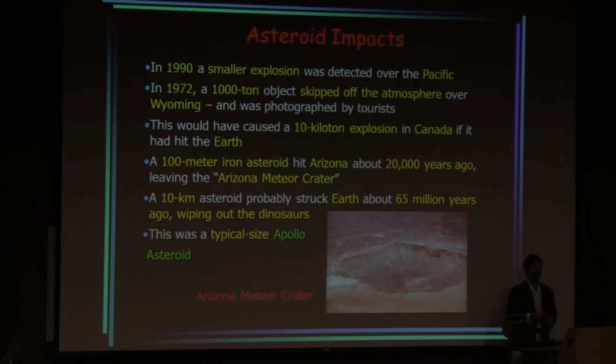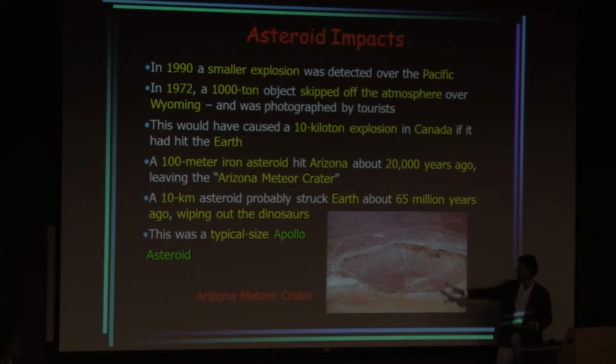Occasionally really bizarre things happen, like in 1972, a large object was kind of skipped off the atmosphere over Wyoming, and was almost like a skipped stone. It didn't actually penetrate the atmosphere, but it was seen by tourists out there, and they're awful lucky that it didn't come down on them. That's a big object. Would have caused a very large explosion.